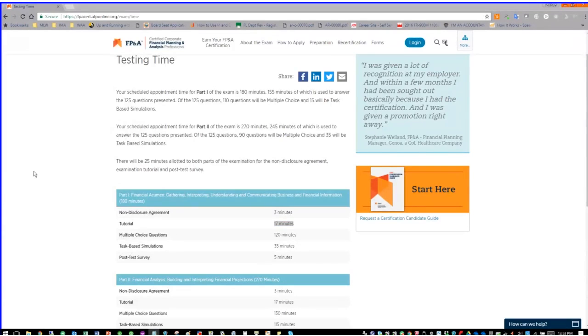Okay, so here they're saying 35 minutes for 15 task-based simulations. That's a little bit more than 2 minutes per task-based simulation. Here they've got 120 for 110 multiple choice. So that's a little over 1 minute. So you get that kind of 2 to 1 ratio, although in points, it's 1.5 to 1. So that's how I would allocate my time.